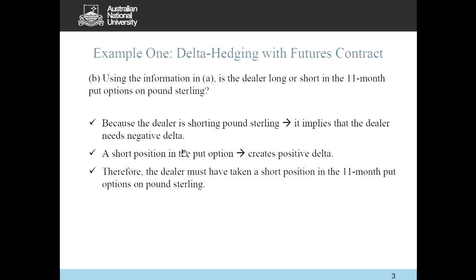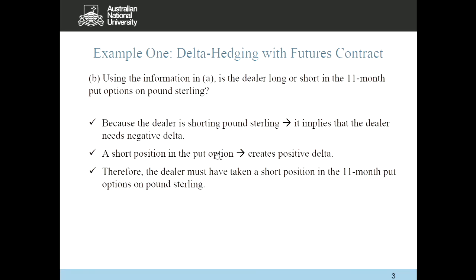Now, what kind of position does the dealer have to take in the futures contract? We know that long the futures contract gives you positive delta, right? Because long the futures contract is similar to long the underlying asset. So we need to short the futures contract to create negative delta, to neutralize the positive delta exposure that we have on this short put.